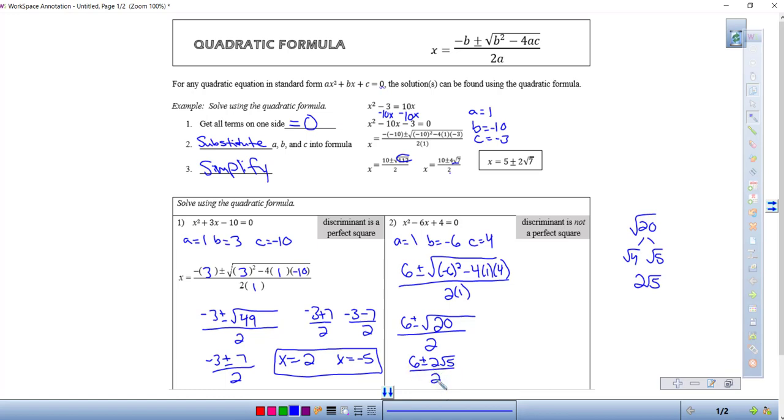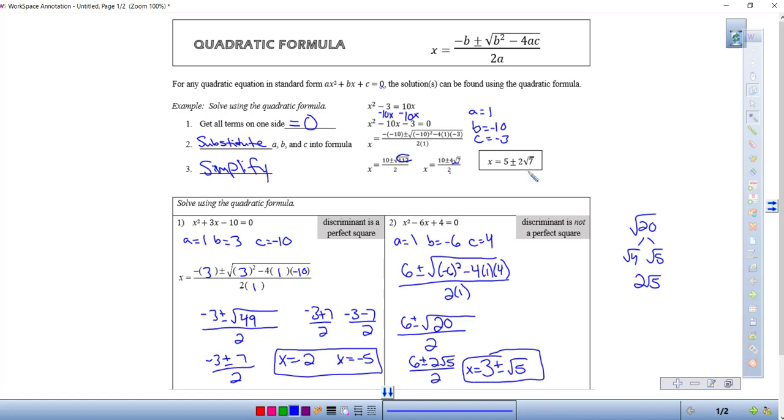6 and 2 are both divisible by 2. I can go ahead and divide, just like we did here, 10 divided by 2 and 4 divided by 2. Leave the radical. We don't divide that part. 6 divided by 2 is 3, and 2 divided by 2 is 1, so I can just put nothing, because 1 square root of 5 is the same as just a square root of 5. X equals 3 plus or minus the square root of 5.